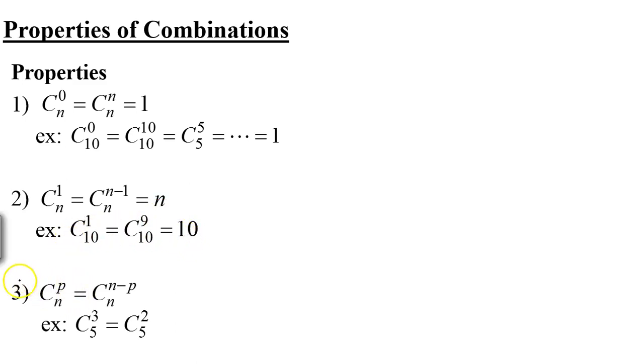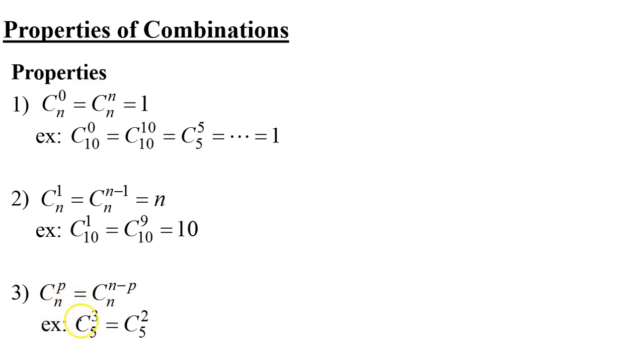Now, if we move to the third property, which in fact generalizes a bit the second property. So the second property is just a particular case of the third one, where p is equal to 1. So over here, we have the combination of p out of n. They're saying it's equal to the combination of n minus p out of n, and you'd notice that n minus p is the difference of the total number of objects and the number of selections.